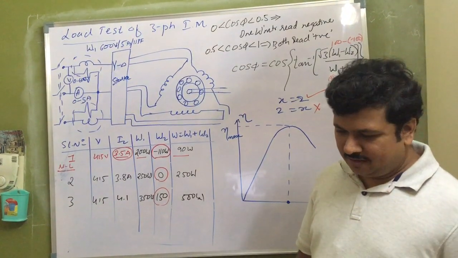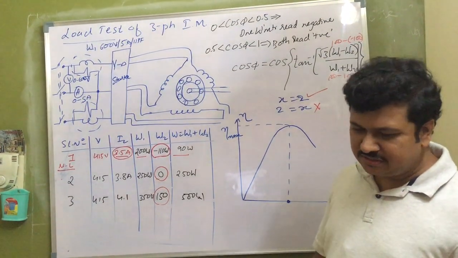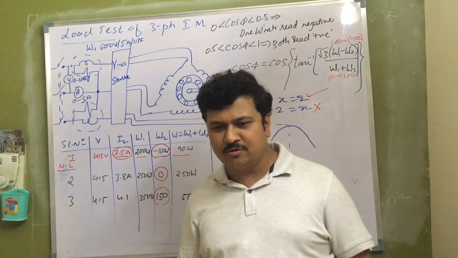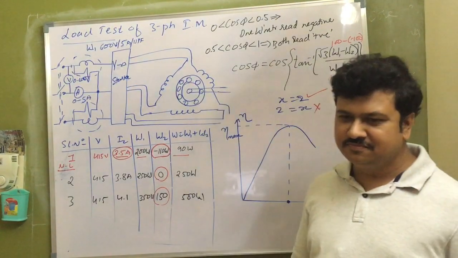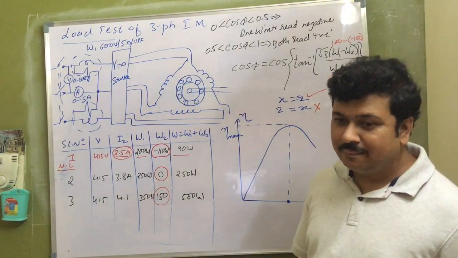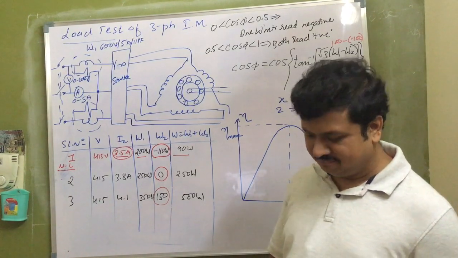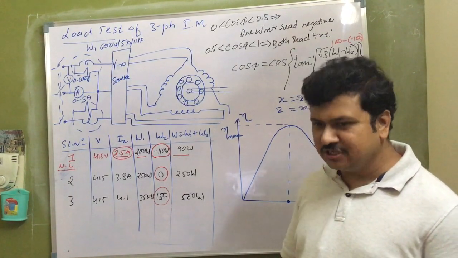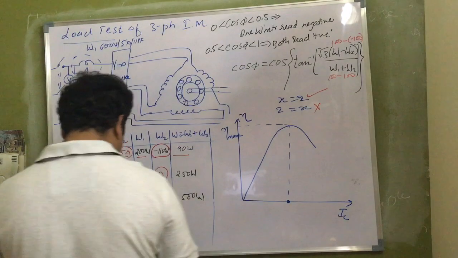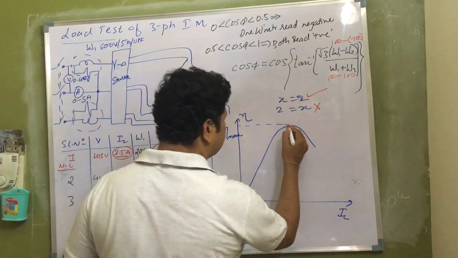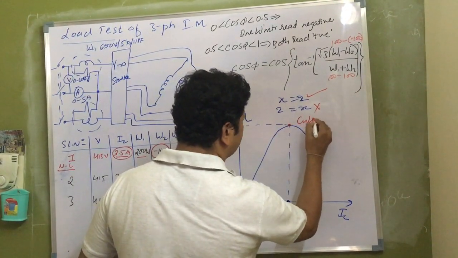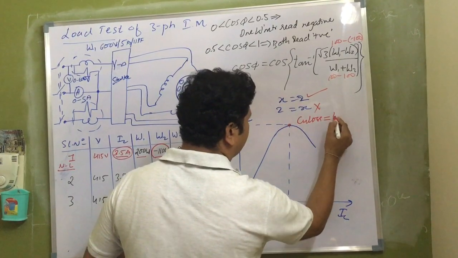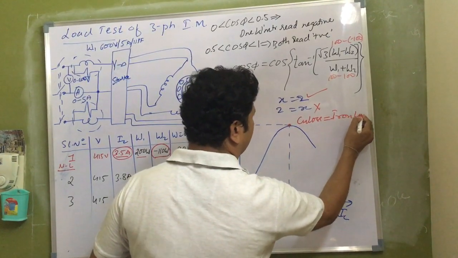Now tell me whether the condition for maximum efficiency is iron loss equal to copper loss or copper loss equal to iron loss. Copper loss equals iron loss, sir. Yes. The condition for maximum efficiency is copper loss becoming equal to iron loss or core loss.